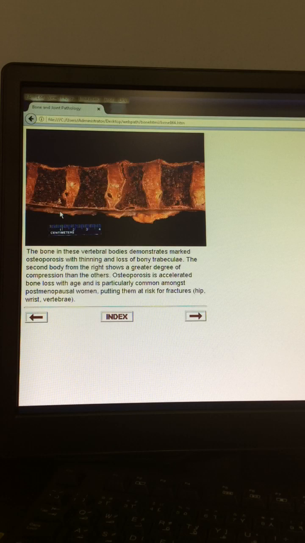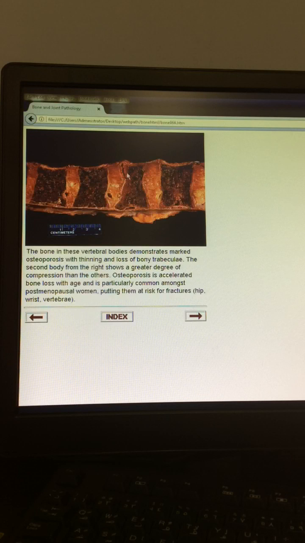Another type of bone disease is osteoporosis. Osteoporosis usually occurs in elderly patients, especially females, in the post-menopausal period due to decreased levels of estrogen. So in osteoporosis, there will be accelerated bone loss and destruction. So the bone will be thinned and compressed, like this example of an osteoporosis case in the vertebral column.